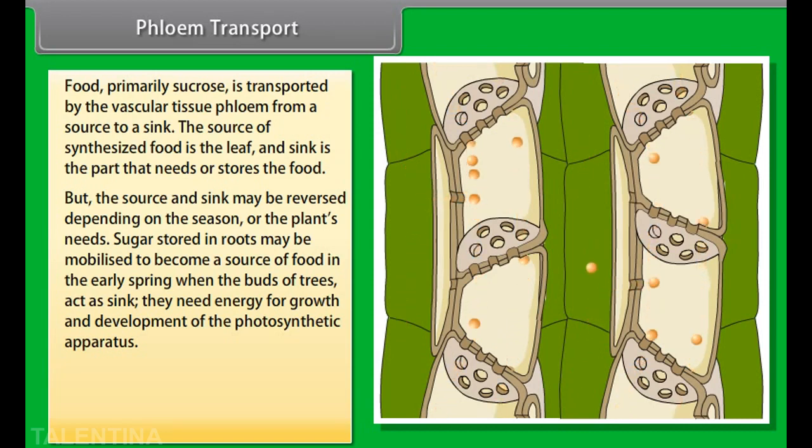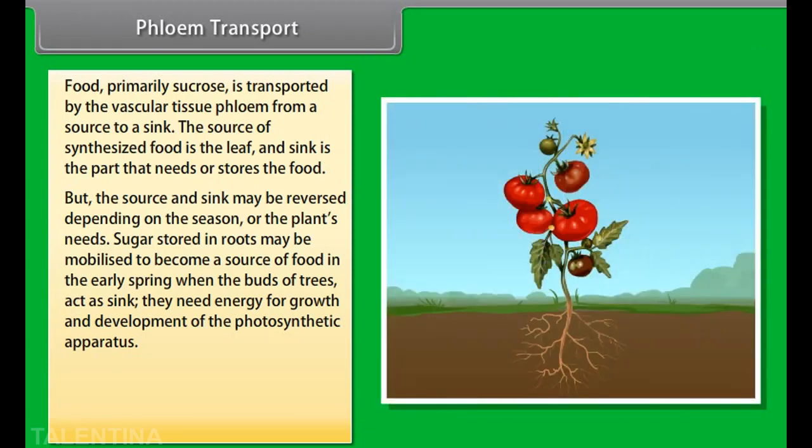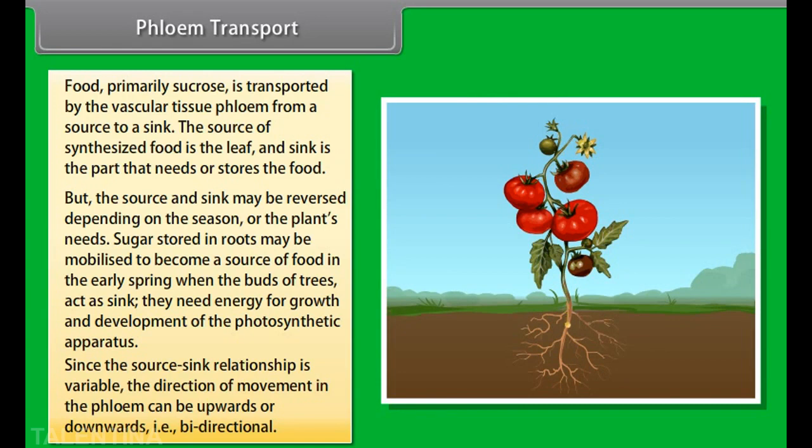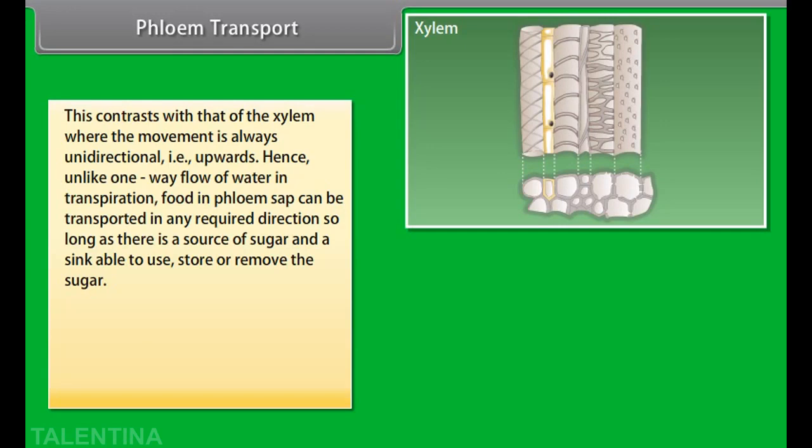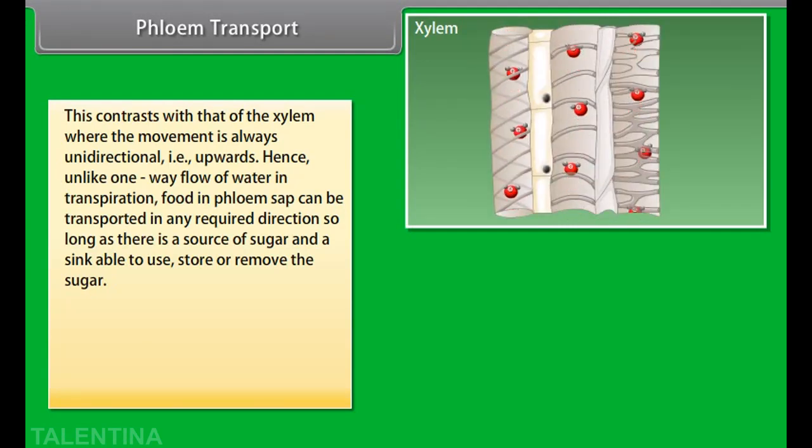Sugar stored in roots may be mobilized to become a source of food in the early spring, when the buds of trees act as sink. They need energy for growth and development of the photosynthetic apparatus. Since the source-sink relationship is variable, the direction of movement in the phloem can be upwards or downwards, which means bidirectional. This contrasts with that of the xylem, where the movement is always unidirectional, which means upwards.